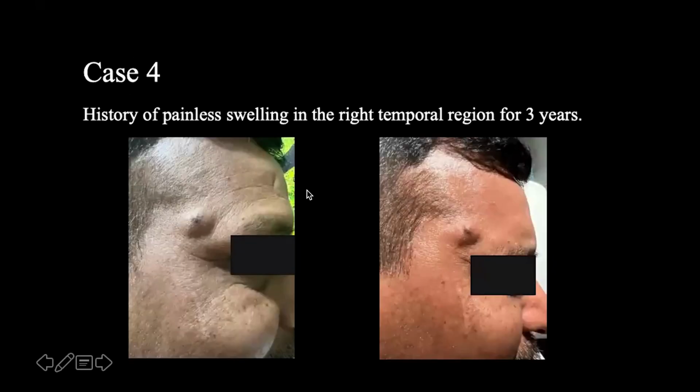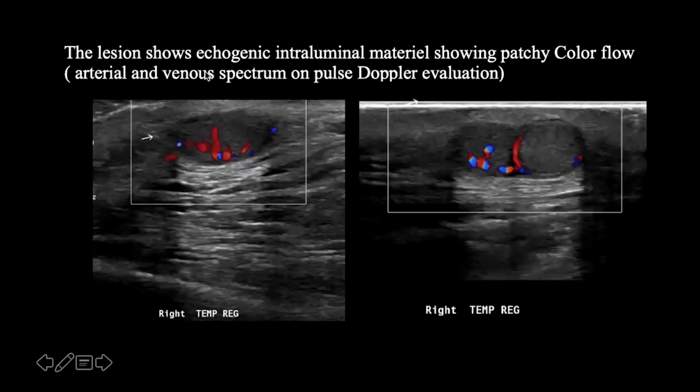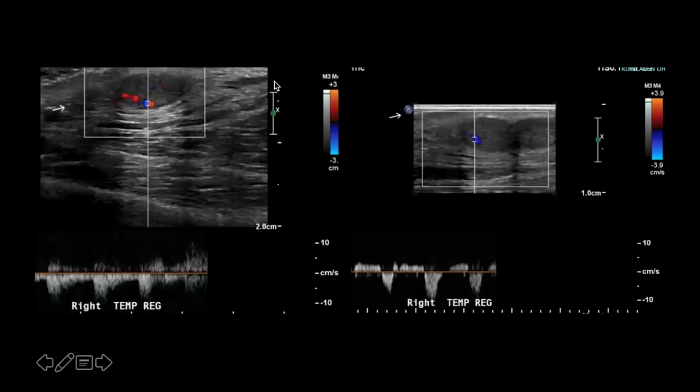A similar case was another patient who presented with a painless swelling in the temporal region for 3 years. When I saw, there was a bilobed, well-marginated lesion at the site, and there was no probe tenderness. Again, they were suspecting a dermoid cyst, but what I could see was echogenic intraluminal material and there was some flow inside, which was showing both arterial and venous spectrum.